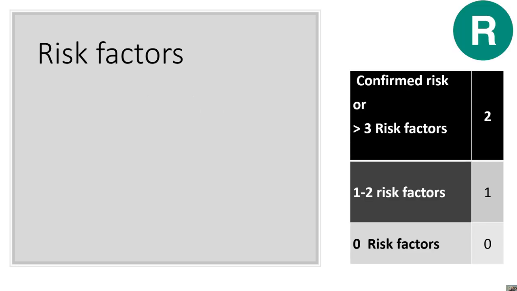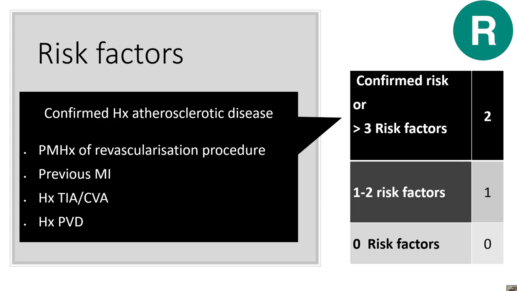The next one we're going to look at is risk factors. Now, this element of the calculator looks at these risk factors that increase the likelihood of a cardiovascular event. Now, they're stratified into two broad groups. The first group is where there's confirmed pathology already existing. And the second group is where there are factors that may predispose towards those pathologies. So to satisfy the requirements of the first question, confirmed risk is an established history of atherosclerotic disease.